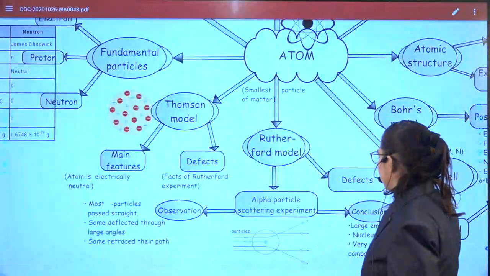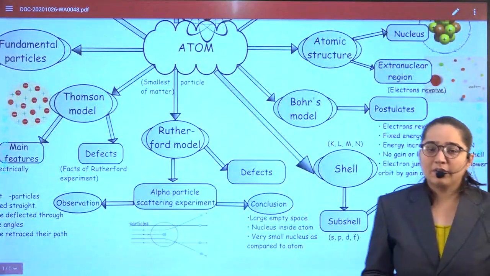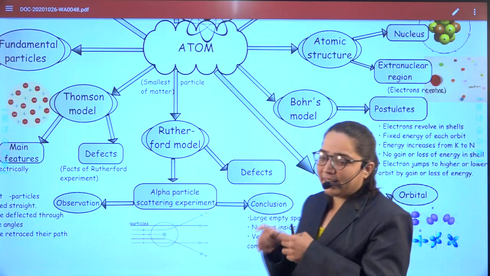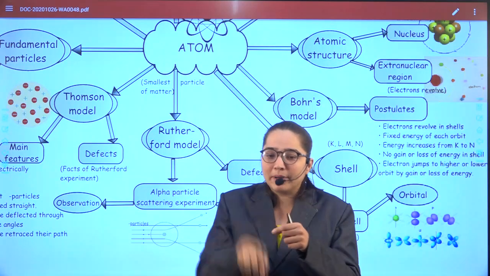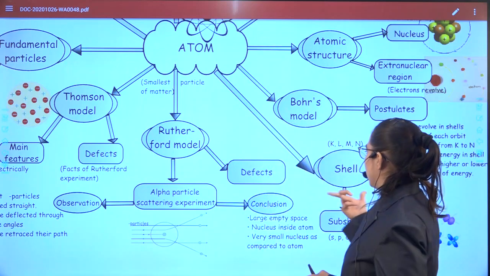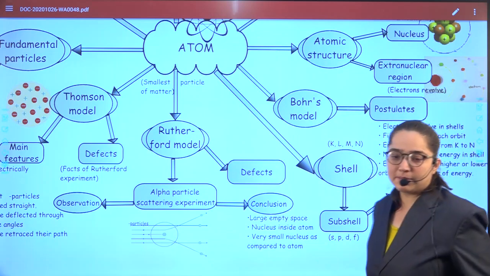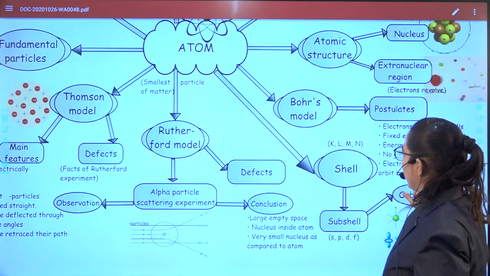The next thing was the defects of Rutherford's model. He stated that the electrons are rotating, and after rotating, the electrons will quickly mingle up with the proton. The next thing is the shells. You already know about the subshells S, P, D and F, and the orbitals. These days you might have studied them.